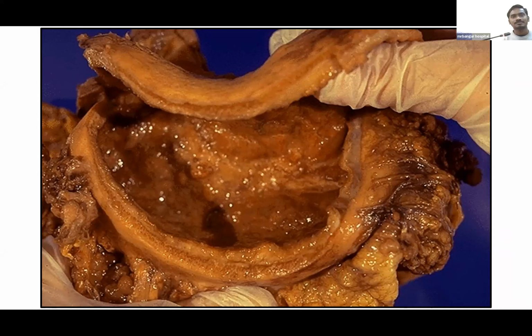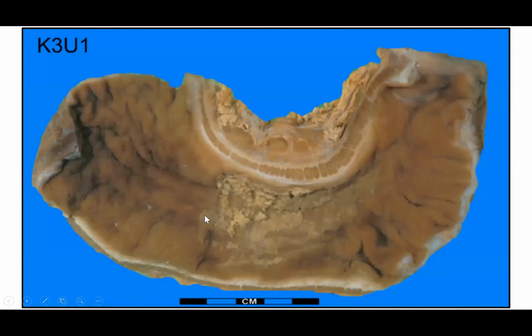It is thickened, correct. What do you think it is? Why is it thickened? If you look closely, you'll find that there are white strands traversing along the wall of the stomach. And you see in the mucosa, it may be a little flattened, but there is no obvious ulcer or lesion.